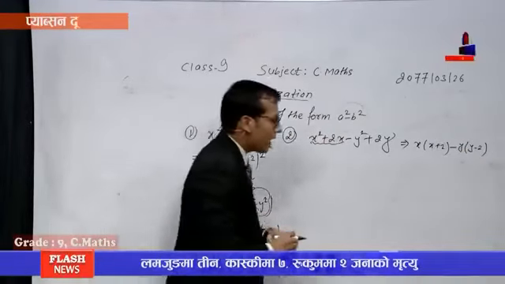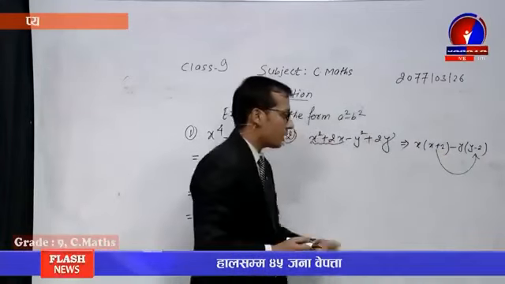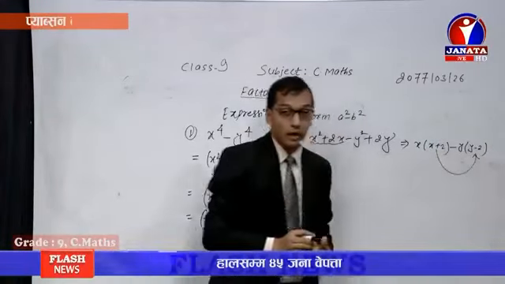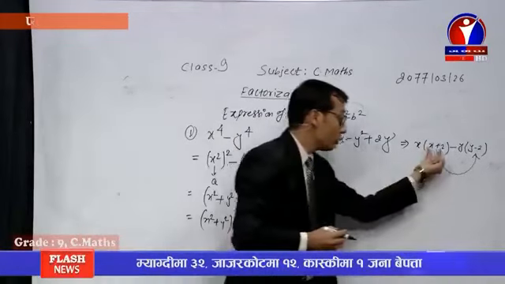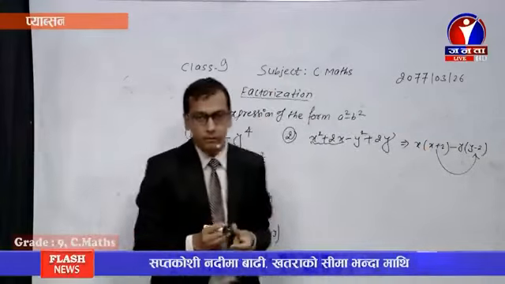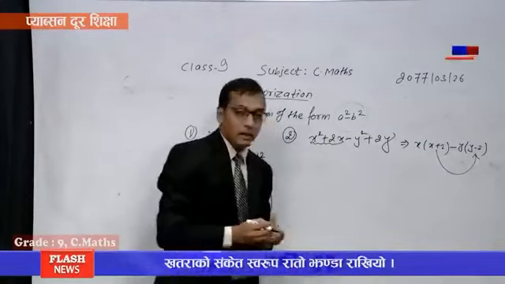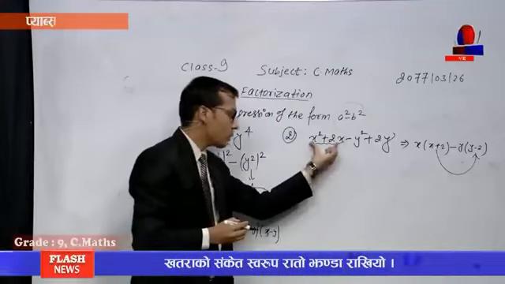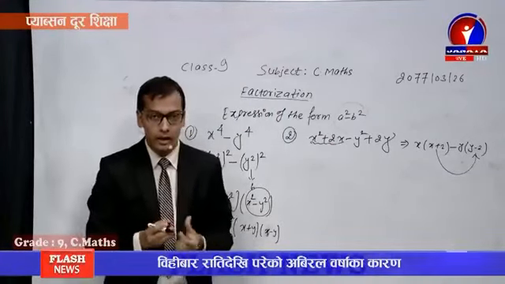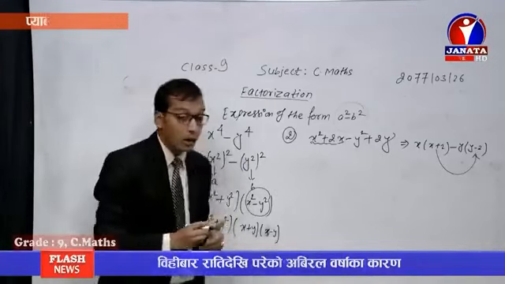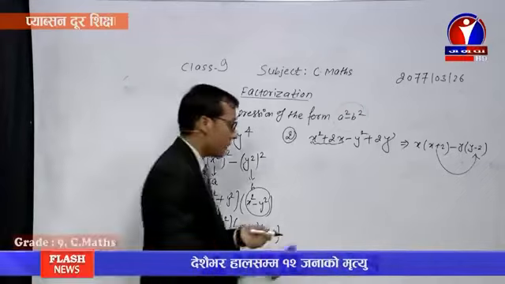So can we factorize this? Let's see the term in the bracket. X plus y and y minus 2 are 2 different terms. So for the factorization, these 2 terms in the bracket must be same. Otherwise we cannot factorize. So by simply taking common from first 2 terms and next 2 terms, there is no possibility of factorizing this expression. So let's think now how do we factorize? How can we factorize this expression?